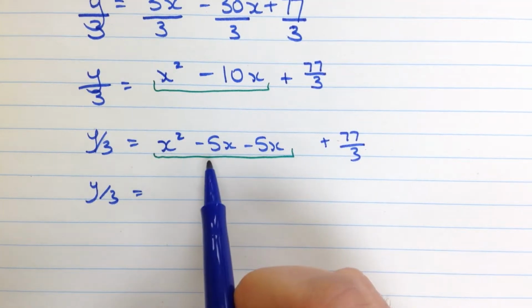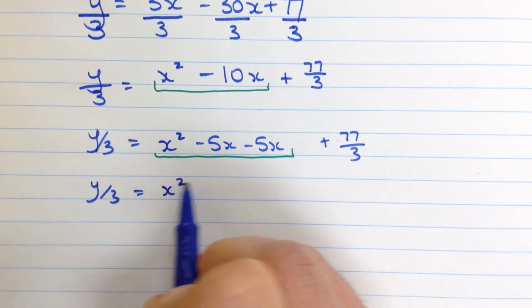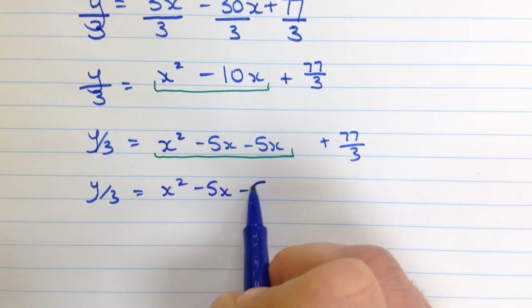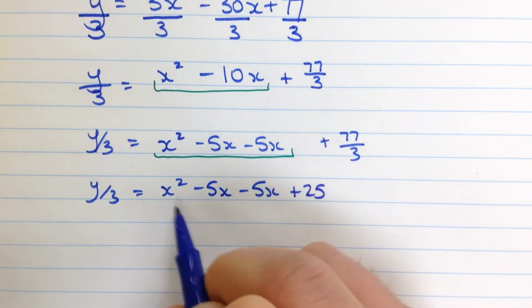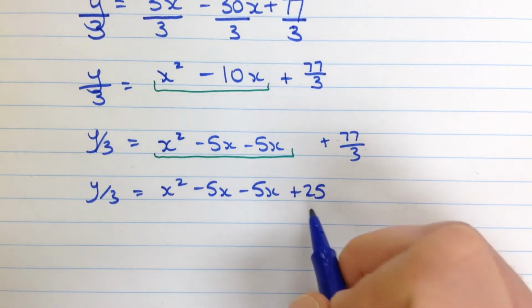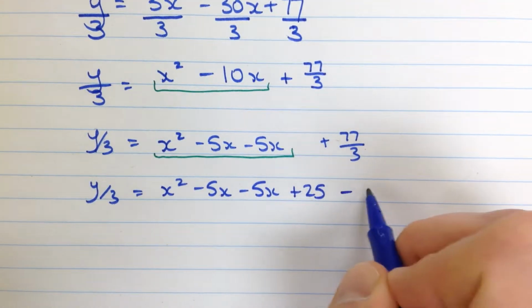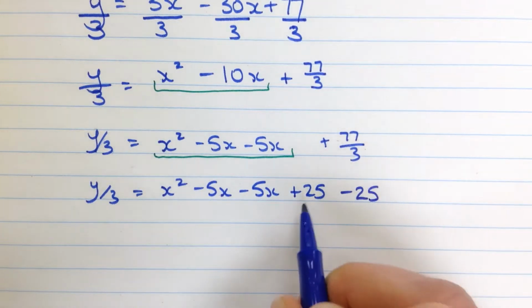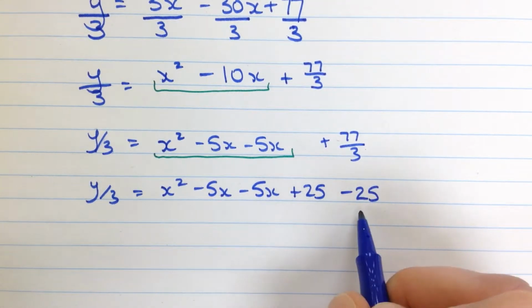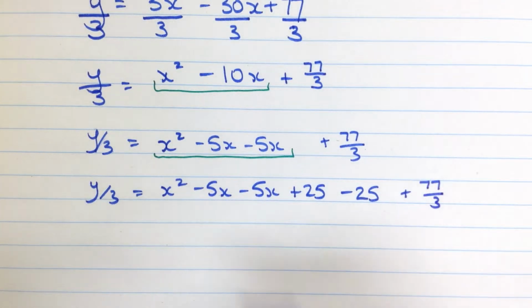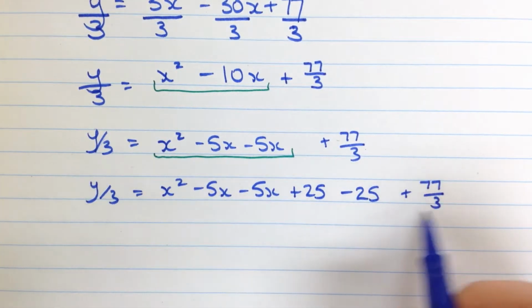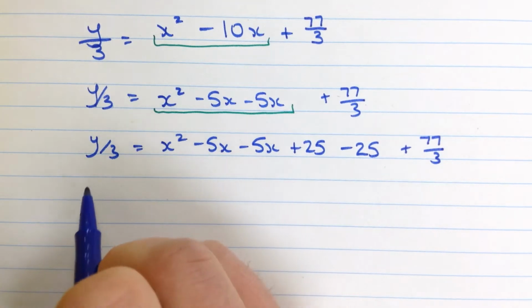this value squared. So let me just write that out for you. I'm going to need a positive 25 in order to make that into a nice squared binomial. I can't just stick 25 in there though, I also have to subtract 25 so that these two things cancel each other out. So the equation is still true. I haven't changed my function. And I've got my plus 77 over 3 on the end here still.